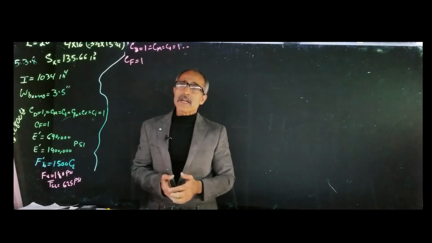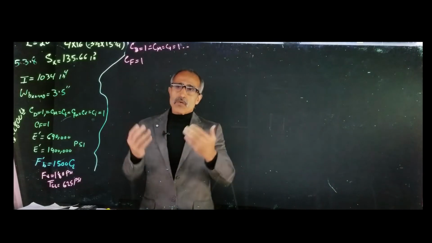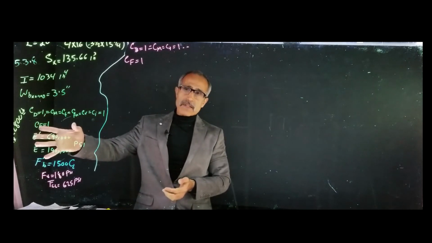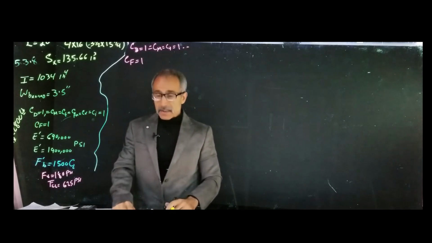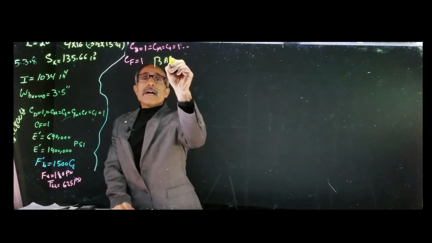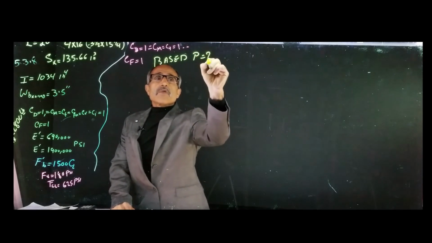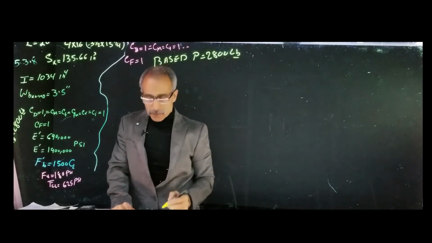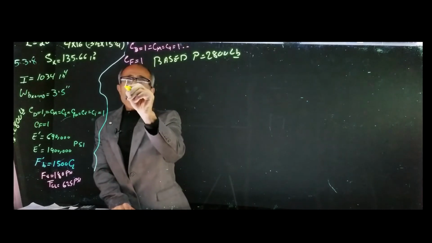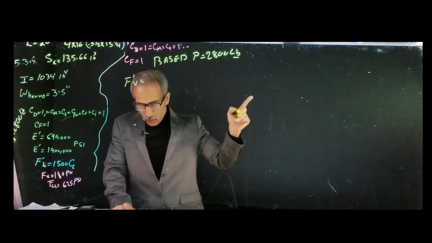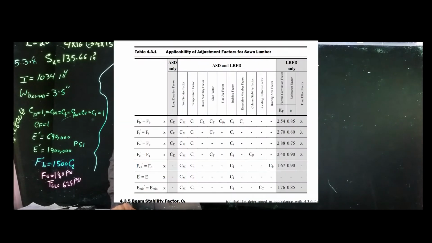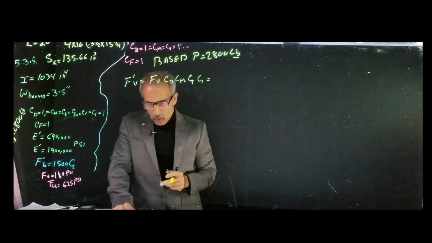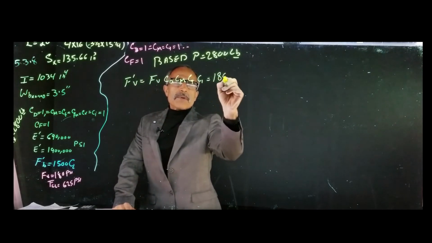So for bending, it didn't make it, so we changed the load to 2,800. If we change the load to 2,800, the bending just makes it. So we're going to use that for now, and this continues, find out for the shear. So remember, this is going to be based on P equal 2,800 pound. All right, so now FV prime from table 4.3.1, which is equal FV multiplied by CD, CM, CT, and CI. And all those are going to be equal 1, so we're going to end up with 100 PSI.